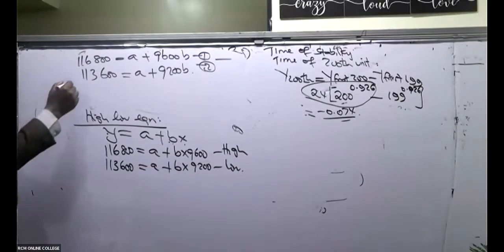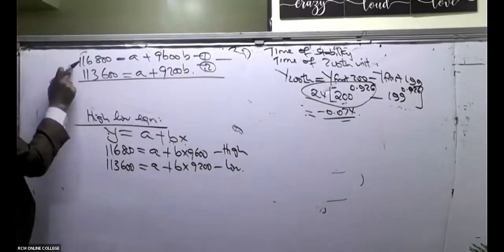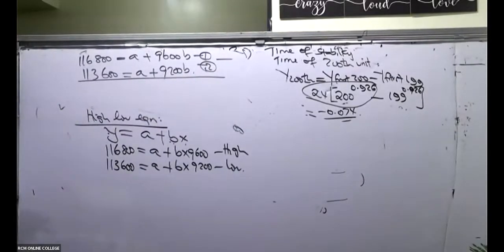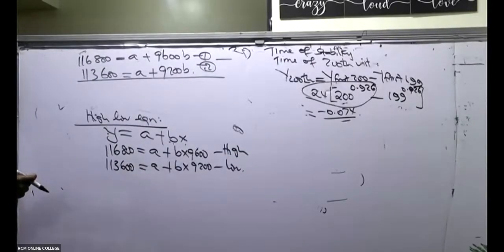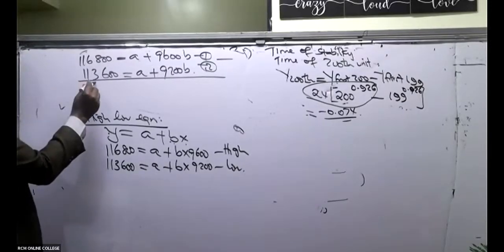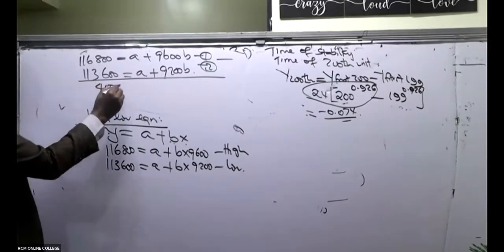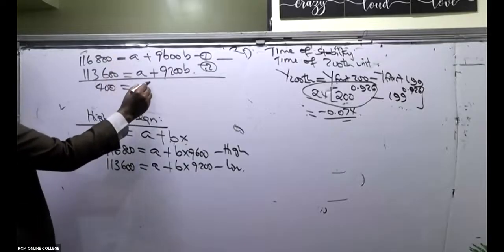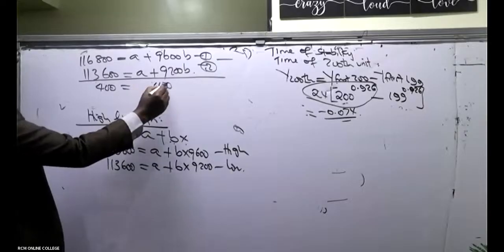So can somebody give me this subtracted value? This minus this gives me what value? You'll cut this, it is very easy. So this is the 400, right? 400 equals, A disappears. This gives us 400B.